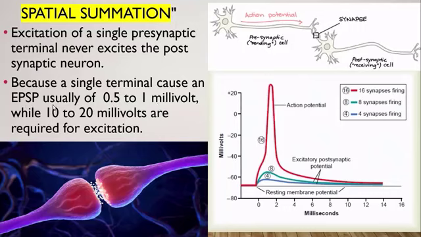This potential is not sufficient to produce an action potential in the postsynaptic neuron, because we need 10 to 20 millivolts of strength for excitation of the postsynaptic neuron. So we need multiple presynaptic terminals or presynaptic neurons to stimulate the postsynaptic neuron. A single terminal cannot stimulate. A stimulation can occur, but an action potential cannot occur in the postsynaptic neuron.